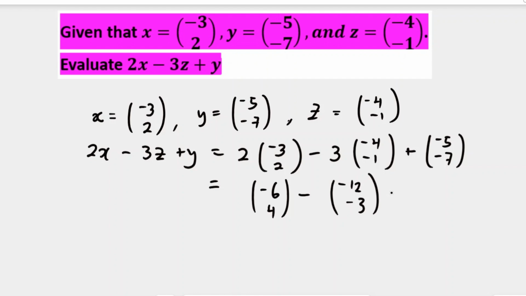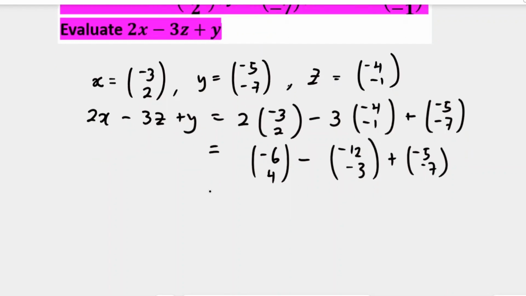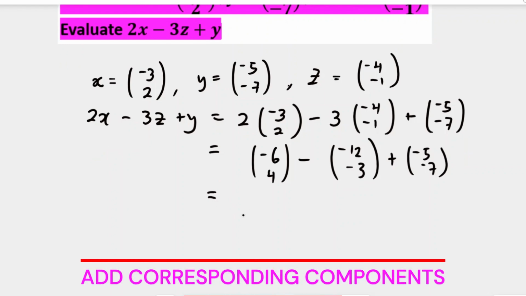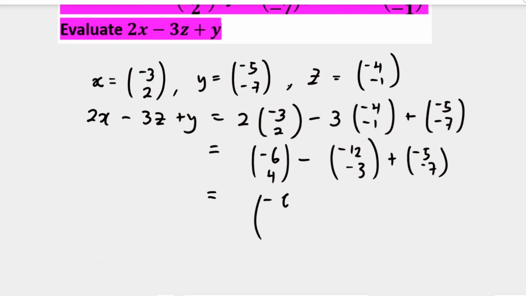Now plus -5, -7. You see, there was no scalar multiplying this vector. So that was why we didn't multiply anything by this one. So let's move on. The next thing is to simplify the vectors by adding the corresponding components. So let's take our x component, and we're going to get negative 6 minus negative 12 plus negative 5.